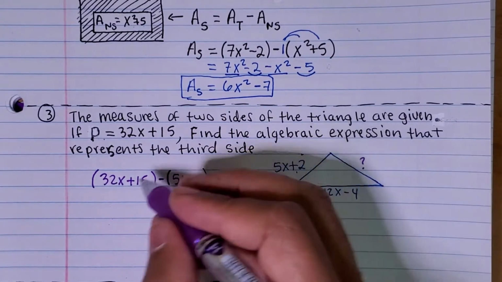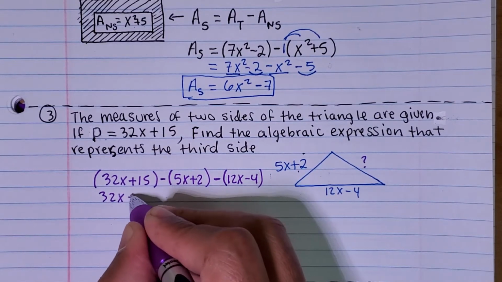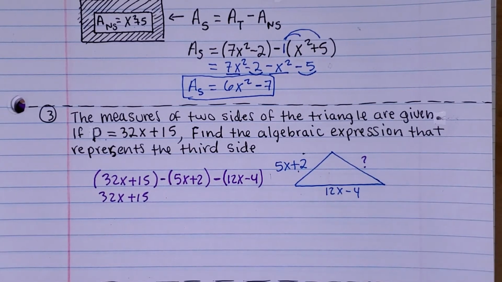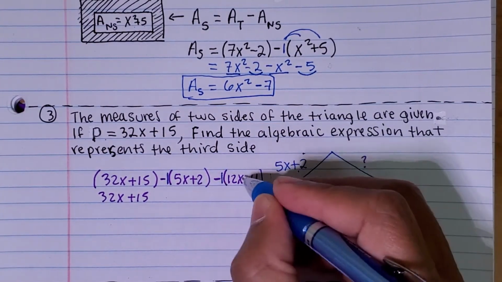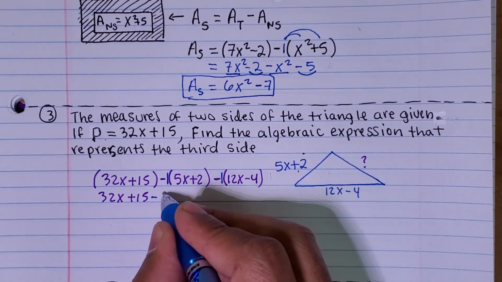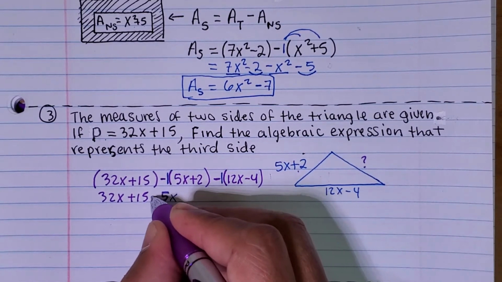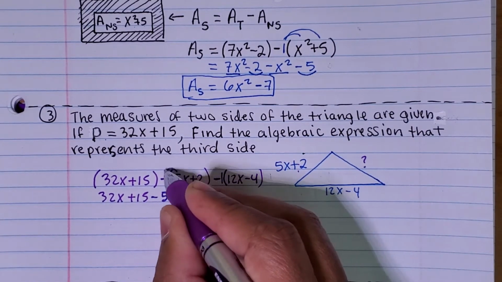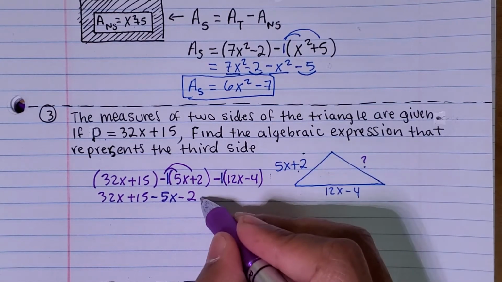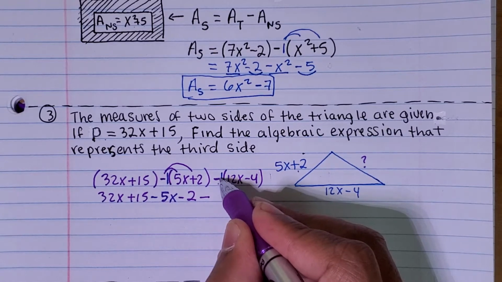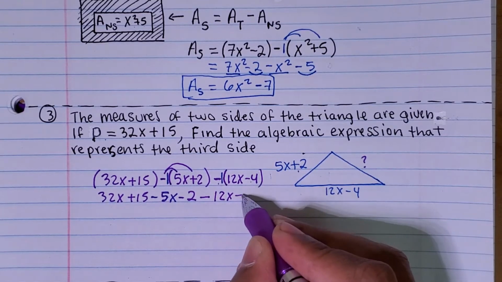All right, so then I'm going to remove the parentheses, so this will be 32x plus 15. But now I'm going to distribute that negative 1 that's implied. And that's going to change everything that's inside of these two parentheses. So minus 5x. Negative 1 times positive 2 is negative 2. And then minus, because of that sign, negative 1 times 12x, so that's going to be minus 12x. Negative 1 times negative 4 is going to be positive 4.